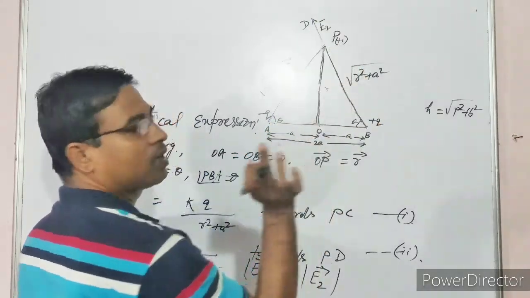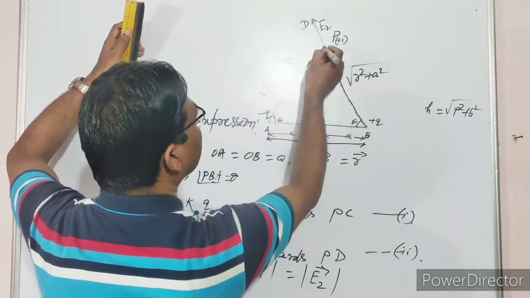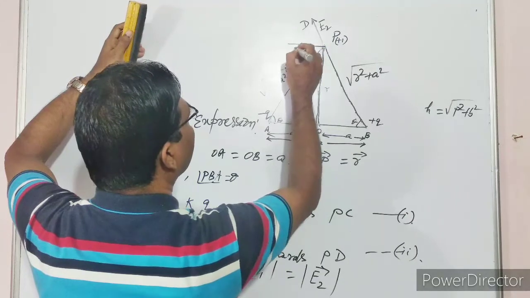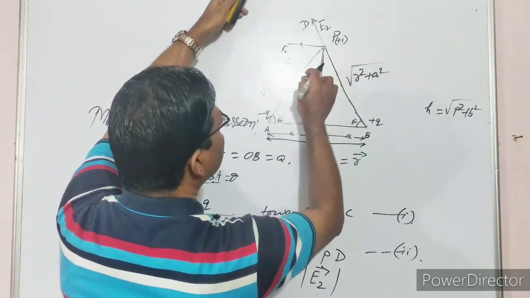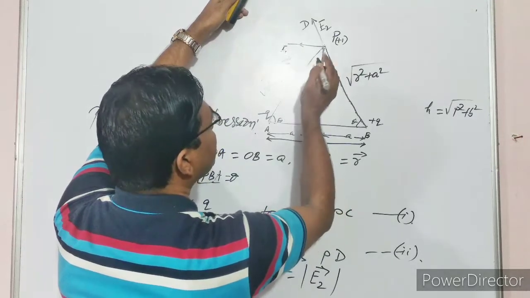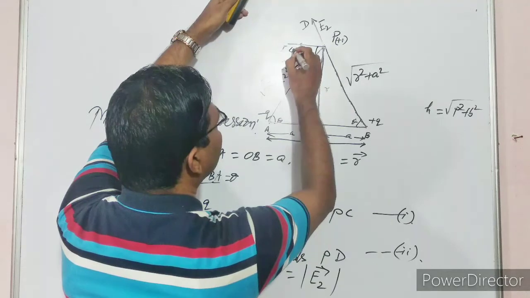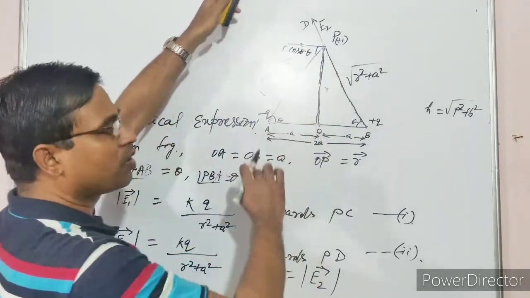Let us see this. Suppose due to this charge, the electric field is this one, E1, already given. This E1 makes angle theta with this line, so it becomes E1 cos theta. E1 is resolved into two components.